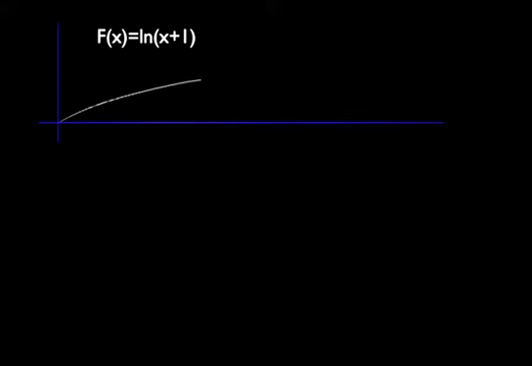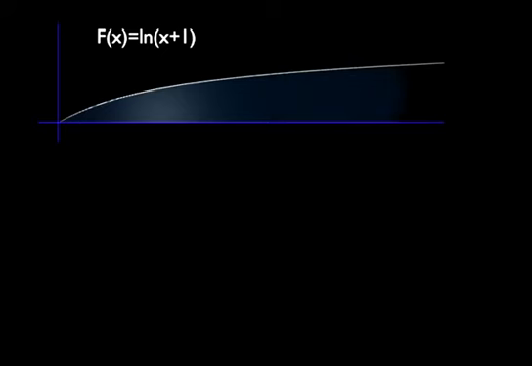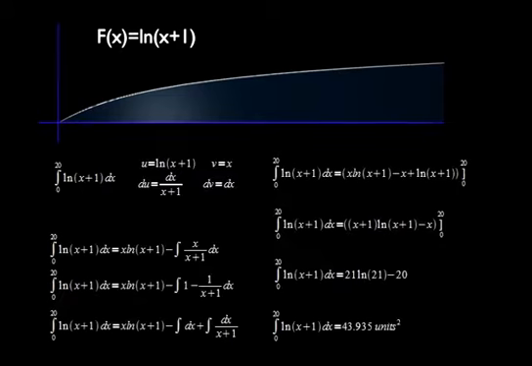Let's start with the graph f of x is equal to ln of x plus 1. In order to find the area under the graph, we need to take the integral from 0 to 20 of ln of x plus 1 dx. To do this, we use u dv and say u is equal to ln of x plus 1, dv is equal to dx. We can then find that du is equal to dx over x plus 1 and v is equal to x.